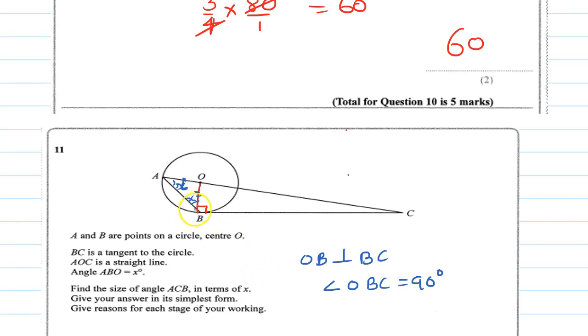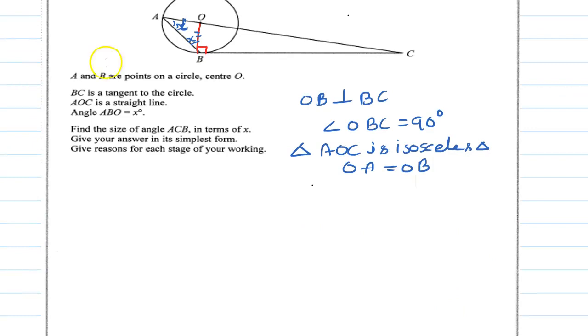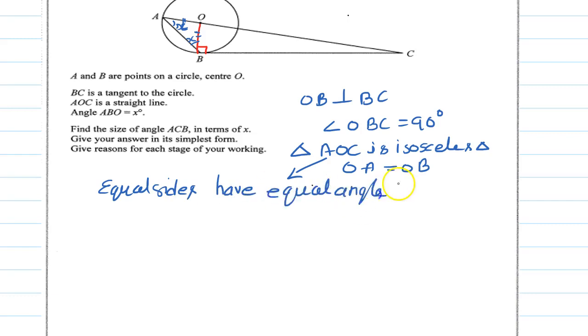Yeah, right. And triangle AOB is an isosceles triangle. So OA equal to OB. An isosceles triangle has equal sides, and equal angles opposite to them, right? So that's why angle OAB and angle OBA are x.